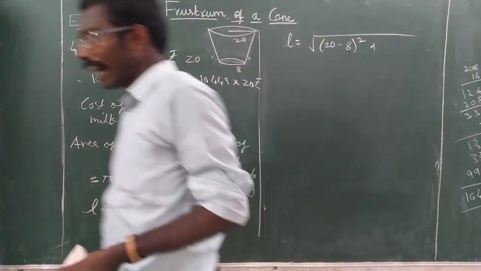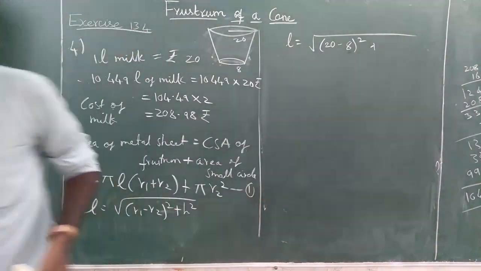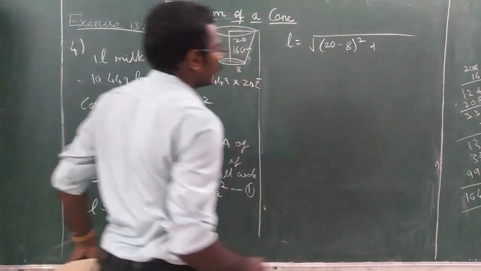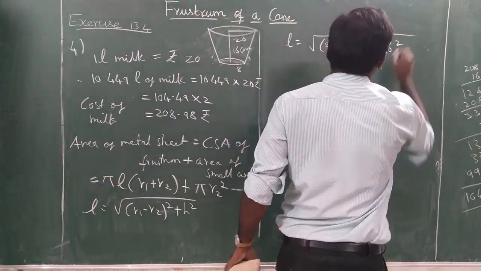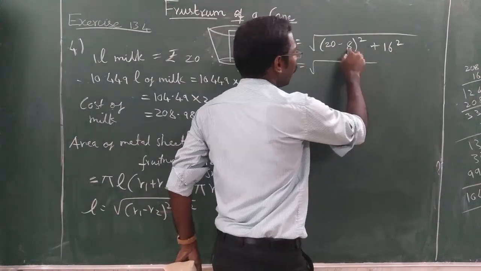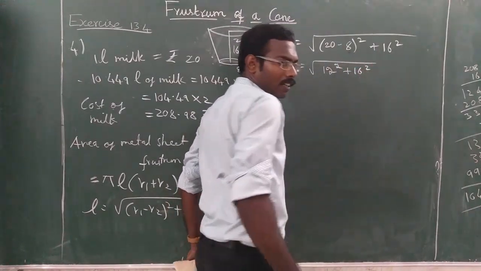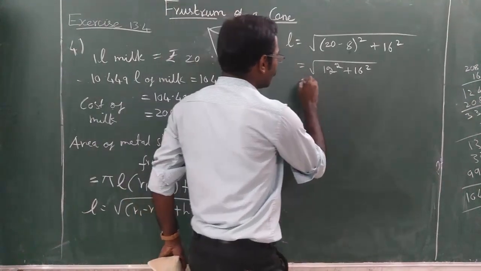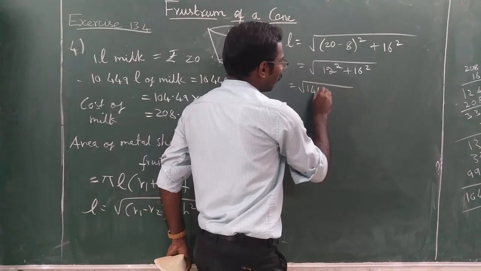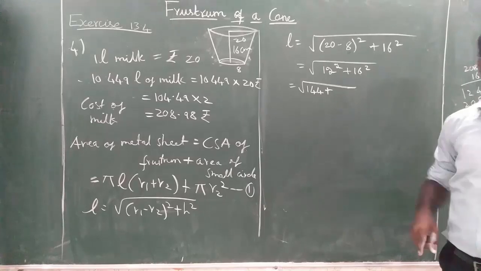In the question, what is the height given? The height of the frustum is given as 16 centimeter. So the height is how much? 16 centimeter. So plus 16 square. Its square is 16 square. So that is equal to 20 minus 8 is 12. 12 square plus 16 square. Yes or no? Okay. So that is equal to 12 square is 144. Clear or not? 12 square is 144.